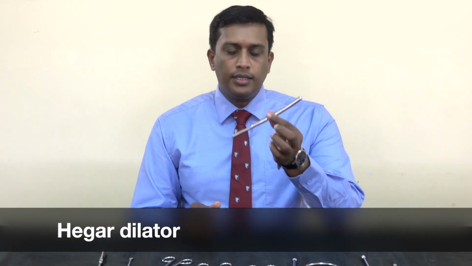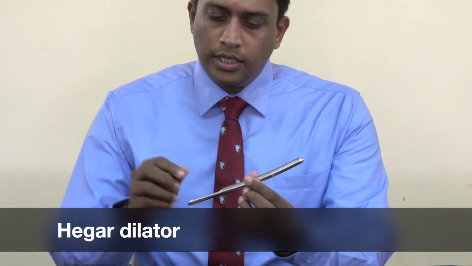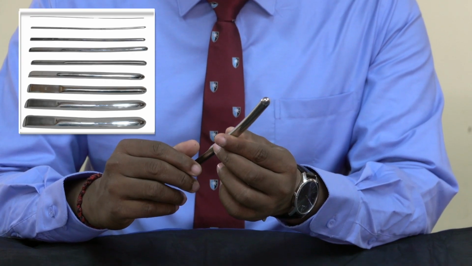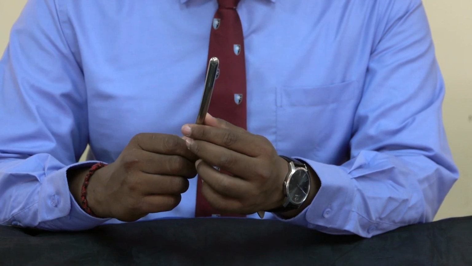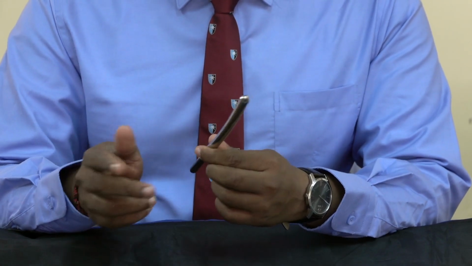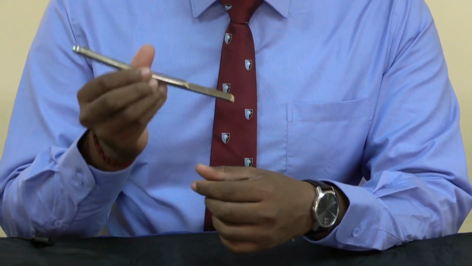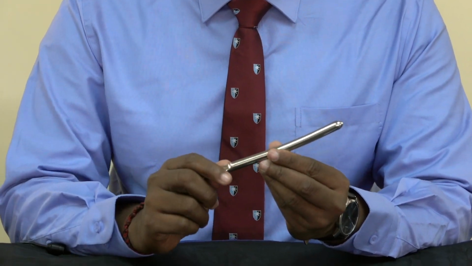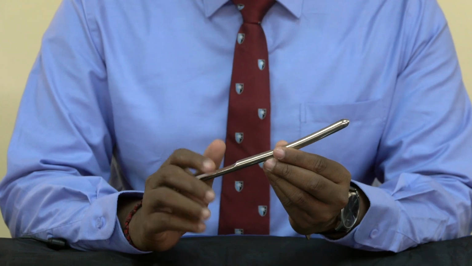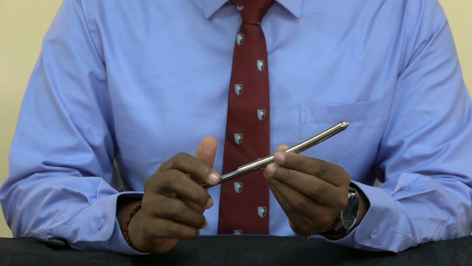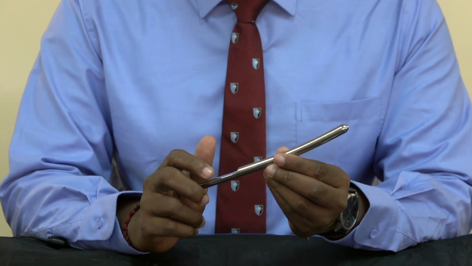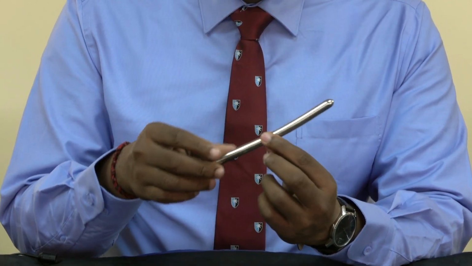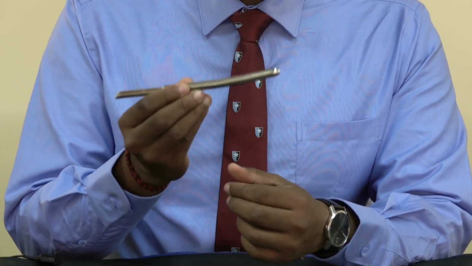First one is the cervical dilators. This is called Hegar's cervical dilators. There are different sizes, starting from 1 to 10. This is actually a number 10 size cervical dilator, which is commonly used to dilate the cervix before the traditional method of endometrial sampling called D and C, that is dilatation and curettage. So basically, these cervical dilators are used to dilate the cervix.